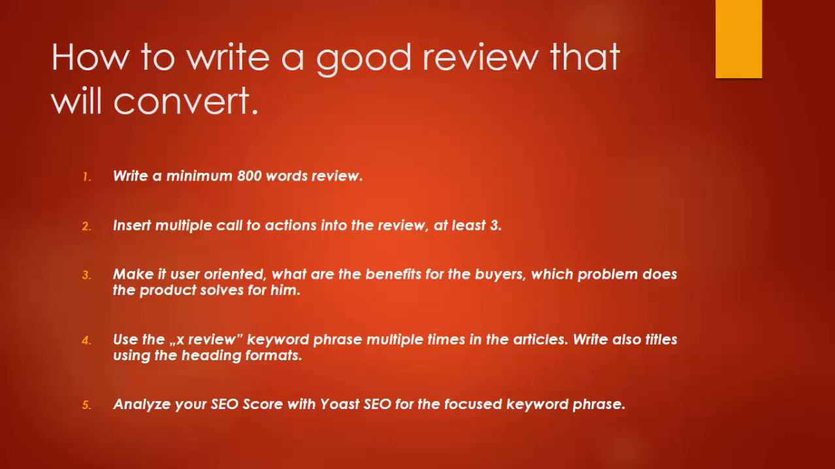Now the fourth thing that you should look for is to use the X review keyword phrase multiple times in the articles. Write also titles using the heading formats. Why? Because this will also help you rank the review or the article for that specific X review keyword phrase better in Google. Then the fifth thing that you should look for is to analyze your search engine optimization score with Yoast SEO plugin that you will install in your WordPress platform. So you analyze your SEO score with this plugin for the focused keyword phrase and see exactly which are your results and where you can improve it.